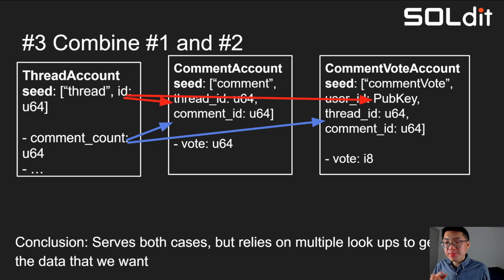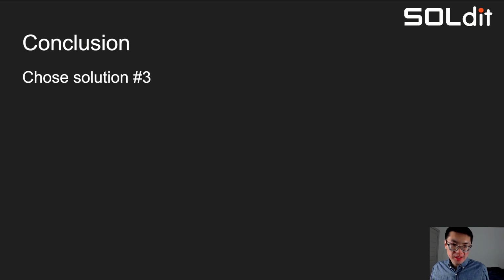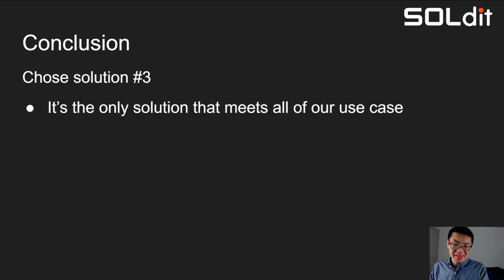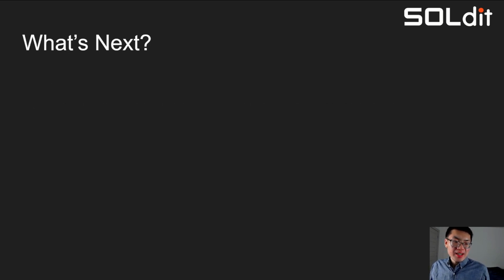And that's why maybe it's better if we actually store some of this data inside a local database instead of keeping it on the blockchain. But I digress. In this tutorial series, we're going to keep everything on the blockchain and maybe have a post-mortem at the end to see how we can improve this. Anyway, so in conclusion, we are going to choose solution number 3 because that meets the requirements of both knowing who voted for a comment and how many votes a comment had.